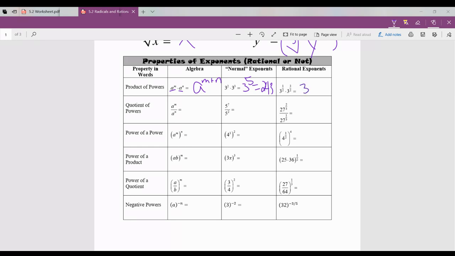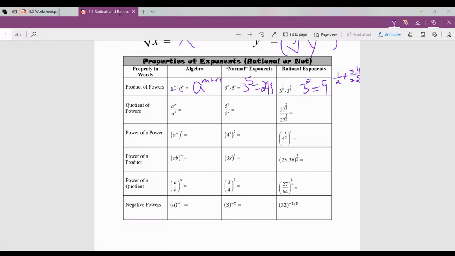Now when we have rational exponents, we treat it the exact same way. So it's 3 to the, and then we add those exponents. I'm going to do it off to the side because it's fractions. 1/2 plus 3/2 is 1 plus 3, which is 4 over 2, and 4 over 2 is 2. So it's 3 to the 2, which equals 9, because 3 squared is 3 times 3.